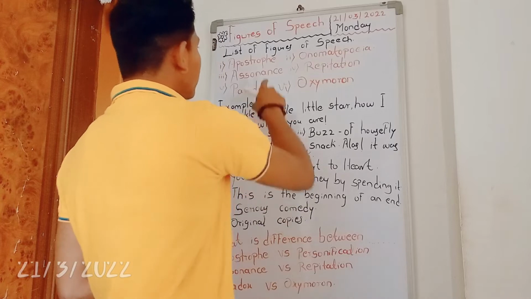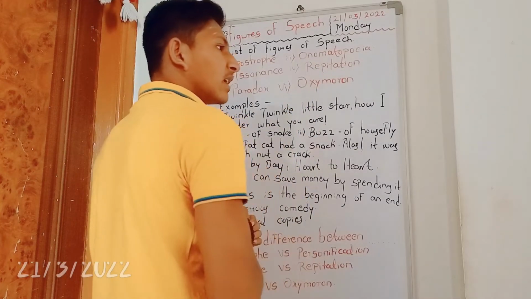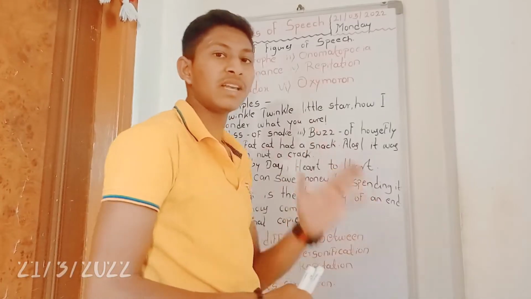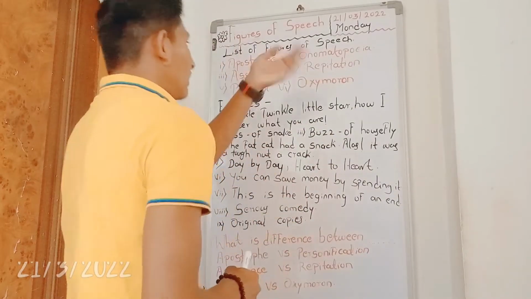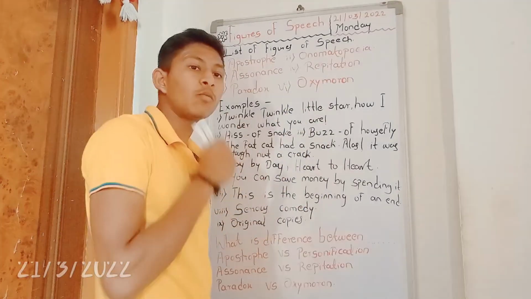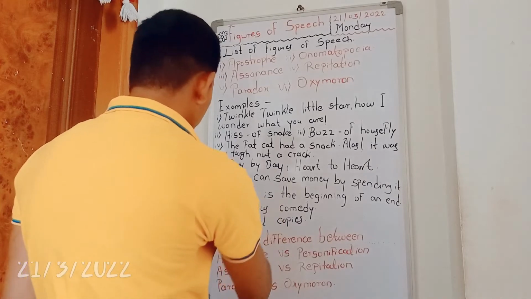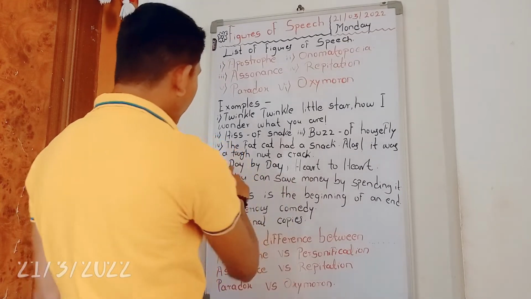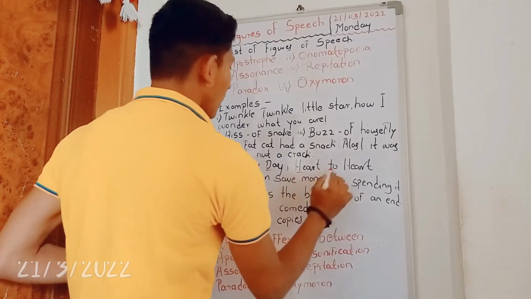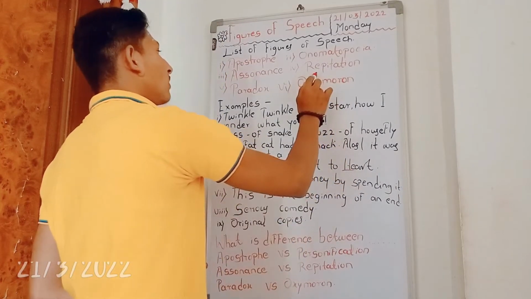Assonance. And what is the difference between assonance, repetition and alliteration? Alliteration is the repetition of the same sounds, the same letters. Repetition means the repetition of the same words or the same phrases, like day by day, day and day, heart to heart, heart and heart. These are repetitions of the same words, that we call repetition.